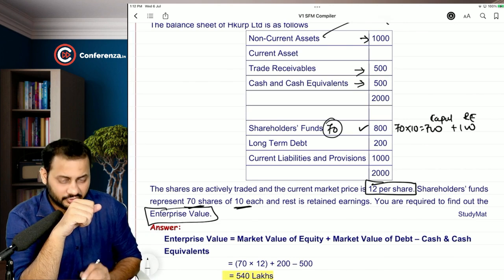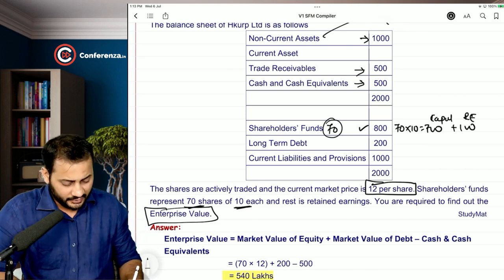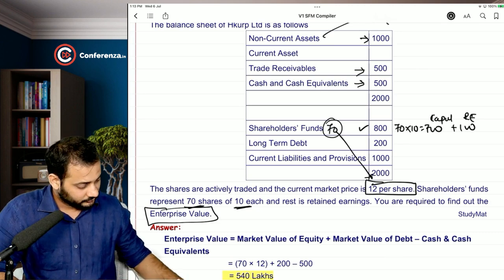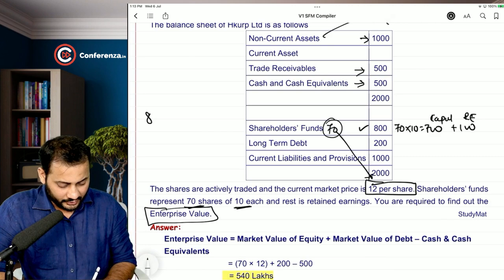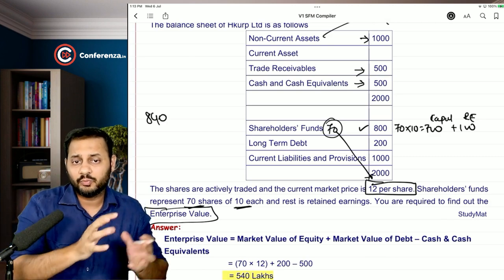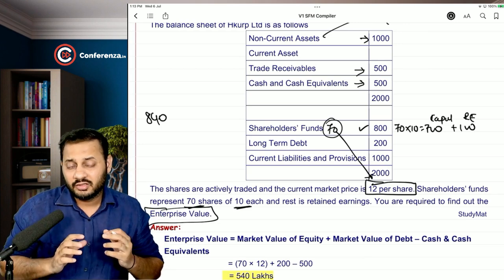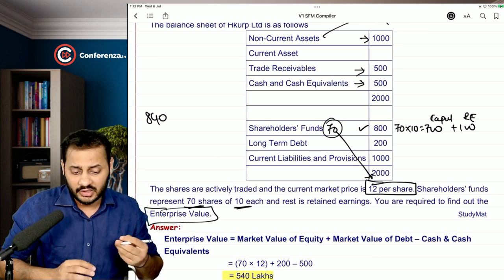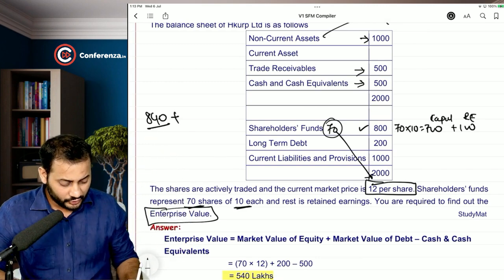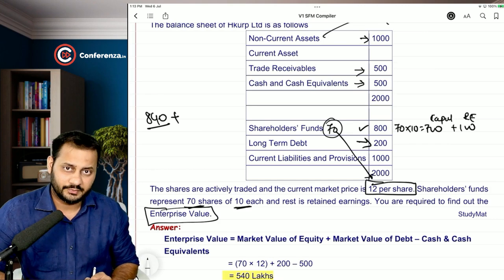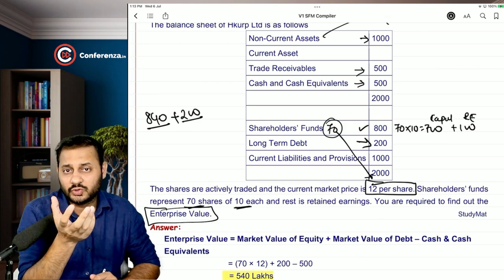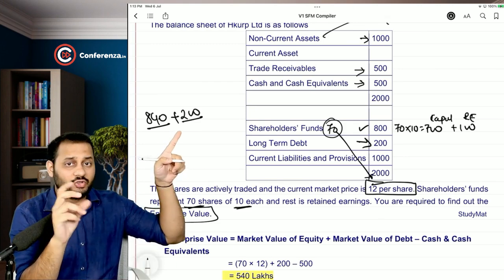So enterprise value starts with the market value of equity, 70 into 12 rupees, which is 840. So 840 is practically speaking the amount that you will have to pay to buy the entire company. But the story won't end there. That's not the only outflow. After paying 840, you are also taking the liability of 200 rupees. So today or tomorrow you will have to pay 200 rupees also. So consider that one as a cost to you.